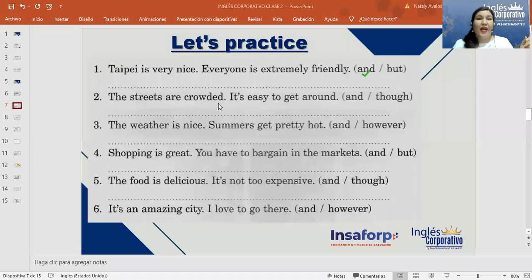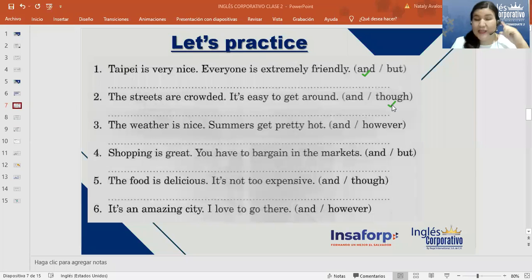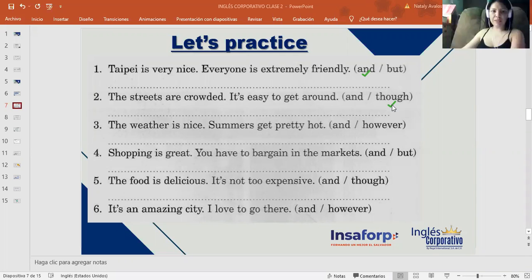The streets are crowded. It's easy to get around. Are you going to use and or though? Though. Listen and repeat. The streets are crowded. It's easy to get around though. The streets are crowded. Easy to get around. Very good job.